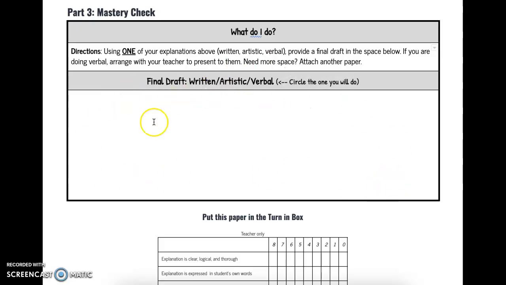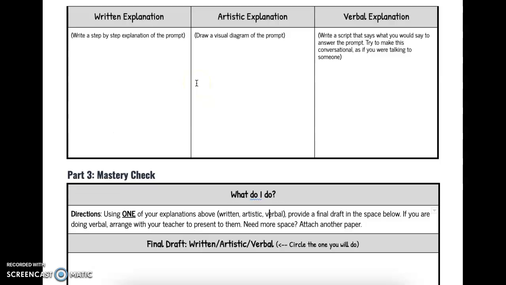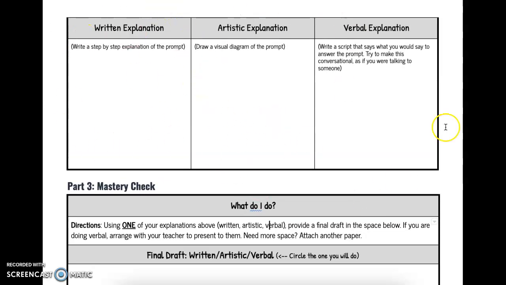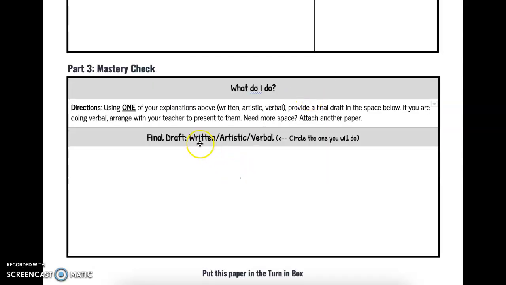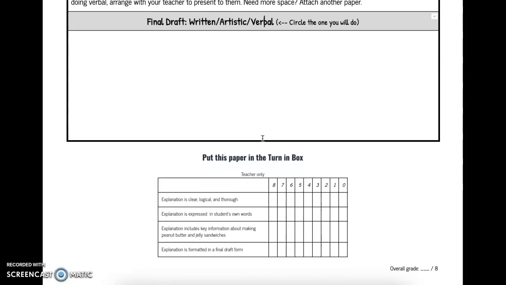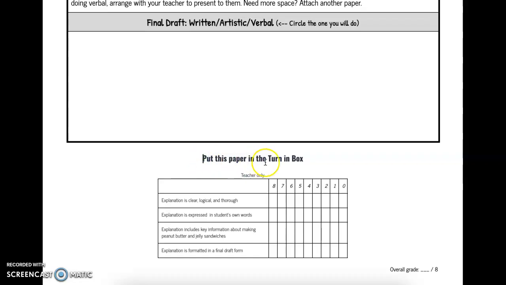So you're going to use this space to do a final draft of one of these that you already worked on. You're going to circle down here, written, artistic, or verbal, so that your teacher knows which one you are completing. Now pay attention finally to this last bit. It says put this paper in the turn-in box wherever your teacher has that. Your teacher is going to grade you on the following criteria in the box below, so be sure to check that out. You'll be graded on the 0 through 8 IB criteria and given an overall grade out of 8. Good luck, and if you have any questions, feel free to ask your teacher.